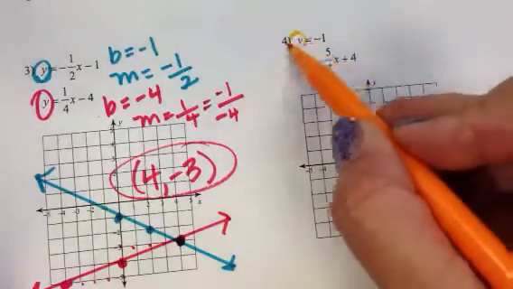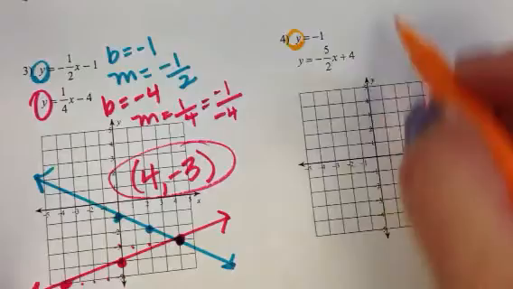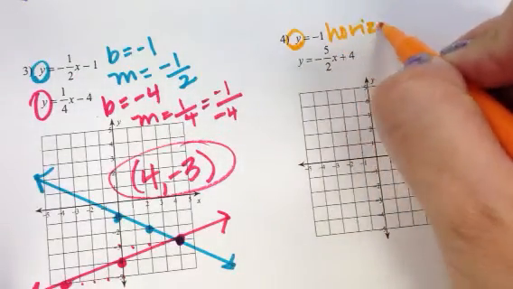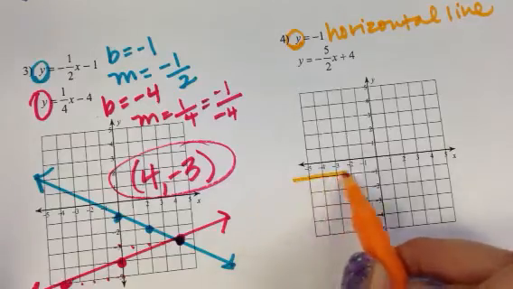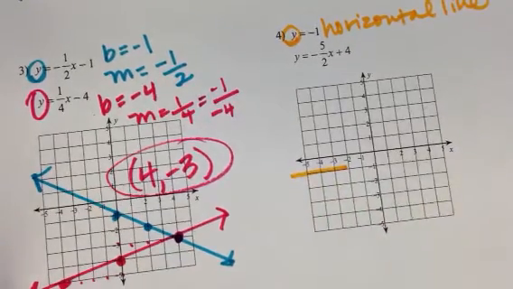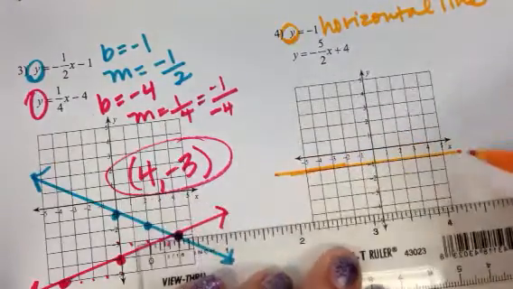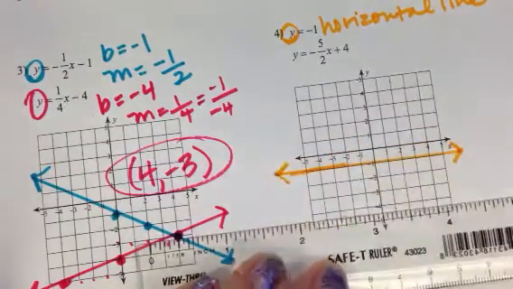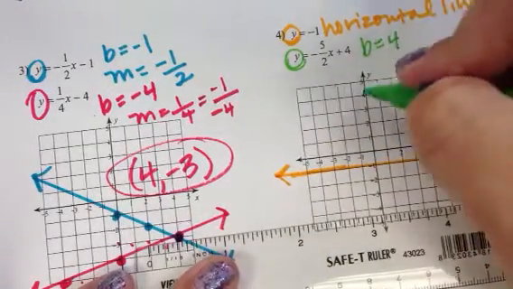In number 4, my first equation is y equals -1. Well, if it's y equals -1, that's going to be a horizontal line. No matter what the x value is, I should use a ruler. My y value is going to be -1, so that makes a horizontal line through -1 on the y-axis. Easy squeezy.